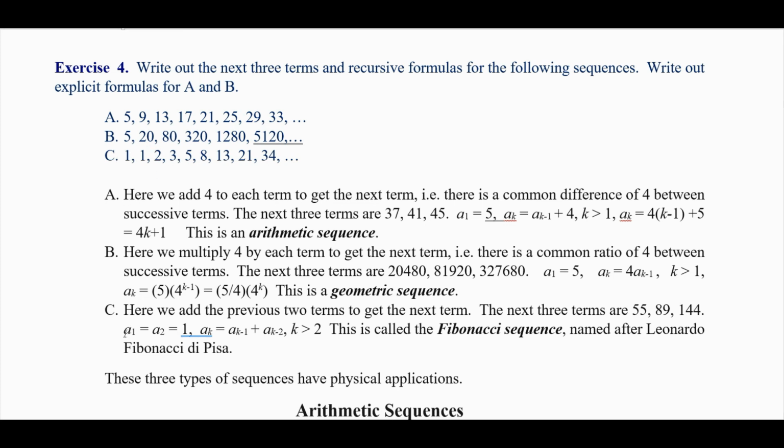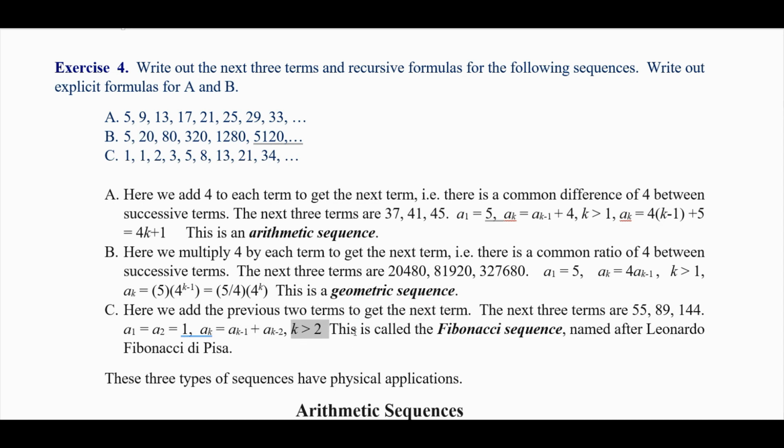And so here we have to specify two terms before to get going. So we need to specify the first two terms, A1 and A2 are both 1. And then we have this recursion relation, A sub k is A sub k minus 1 plus A sub k minus 2, and that works for k greater than 2, for the third, fourth, fifth, and so forth.